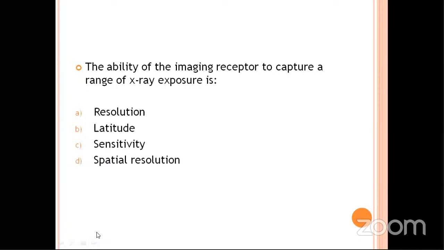Okay. The ability of the image receptor to capture a range of X-ray exposure is resolution, latitude, sensitivity, spatial resolution. To capture the range of X-ray exposure is some term which is used to tell the properties or the image characteristics of the film. So this is actually latitude.